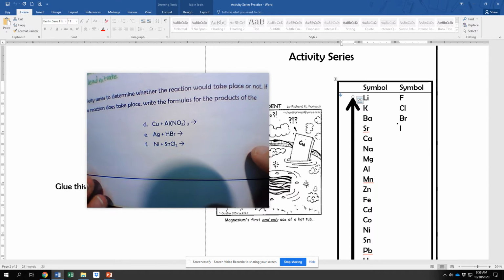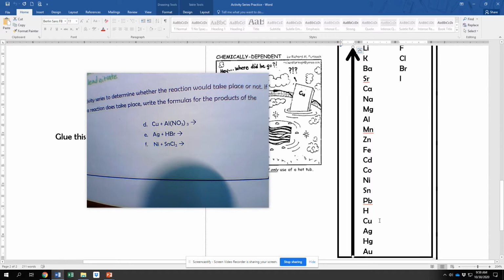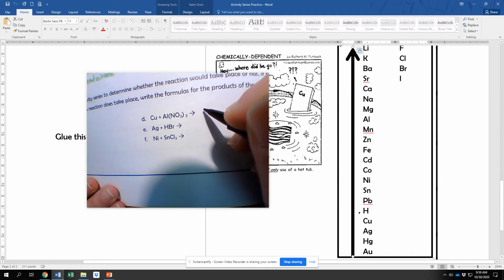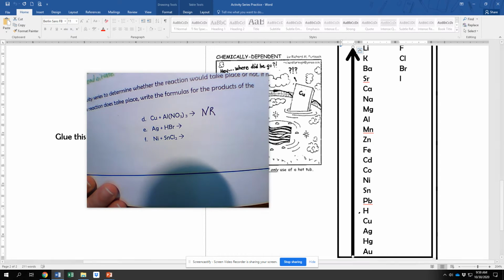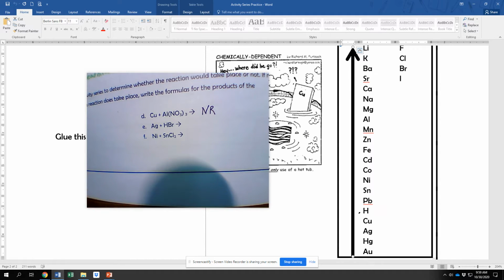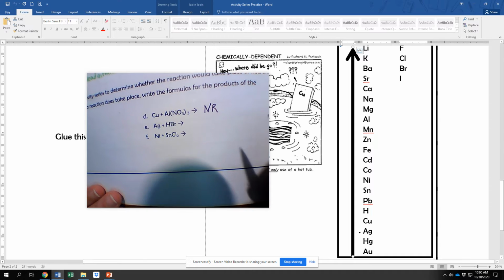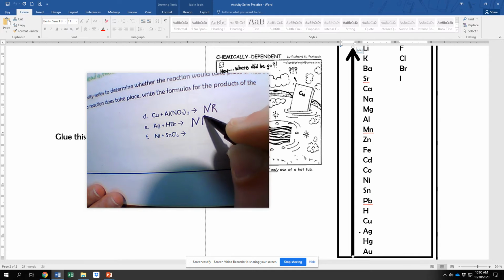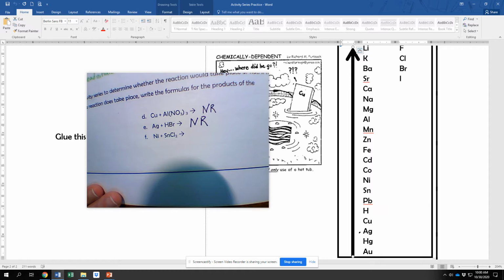All right, next, copper and aluminum nitrate. So let's find over here, where is copper? Copper is way down here. Aluminum is way up here. So because copper is below aluminum, no reaction. Next, silver and hydrobromic acid. Silver is down here, below hydrogen, no reaction.